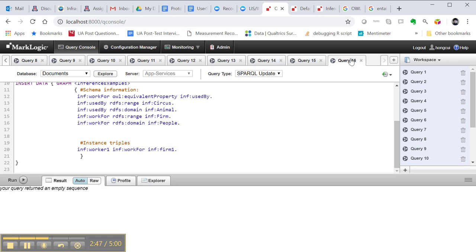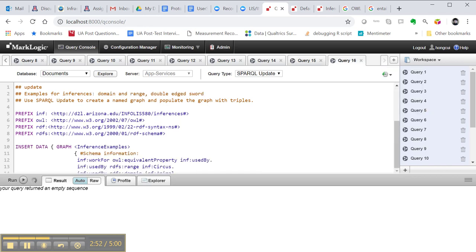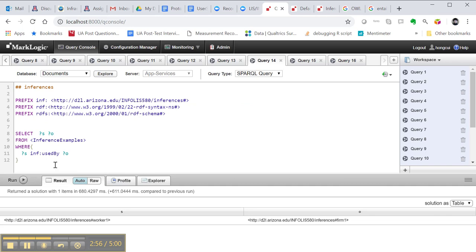So let's clean up and repopulate the graph. And in this case, I want to find out everything that the system could reason. So I'm going to dump the entire set of statements, including those that were asserted by me, and also the ones that have been inferred by the system. So I ask the system to dump me all the triples.